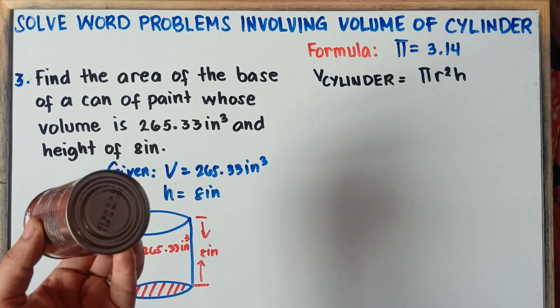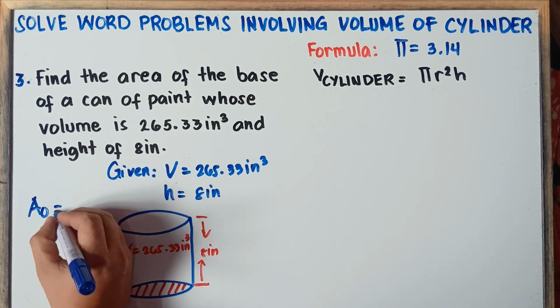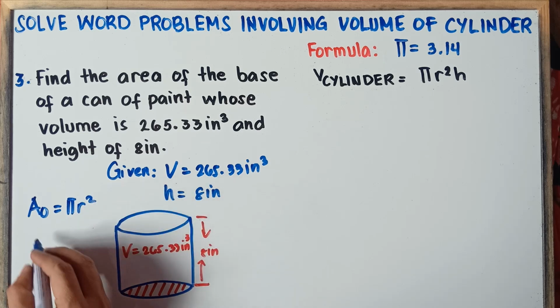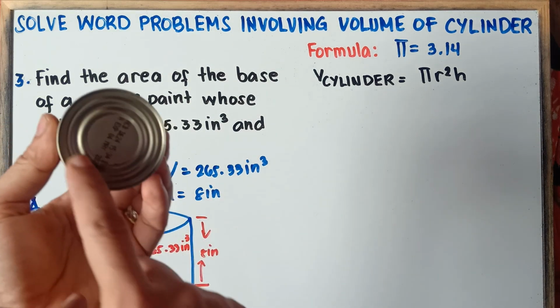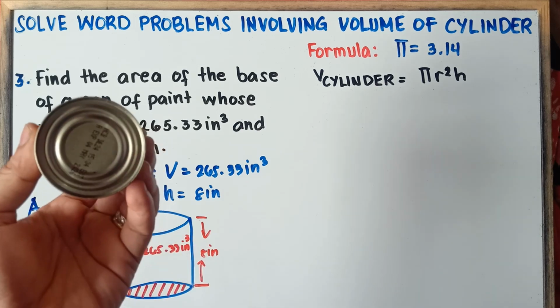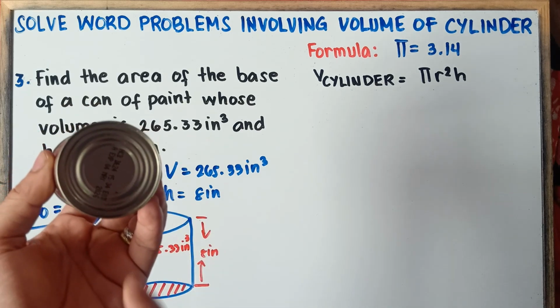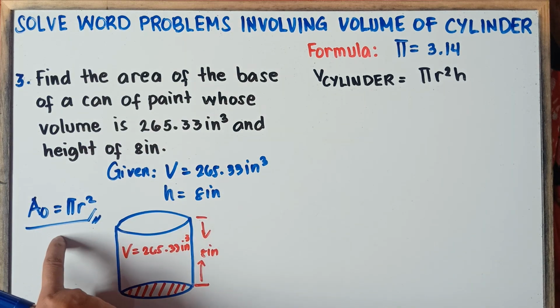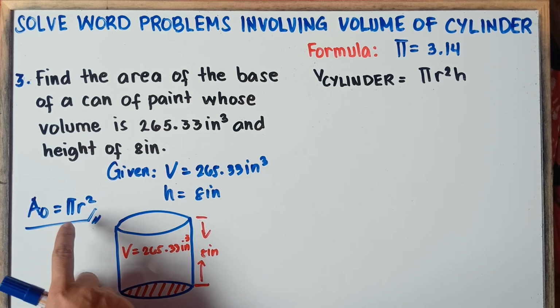And the formula to find the area of the circle: area of the circle is equal to pi r squared. That would be the area of the base. Once again, to find this area, we will be using the area of the circle because this is a circle, class. Area of the base, or area of the circle, is equal to pi r squared.